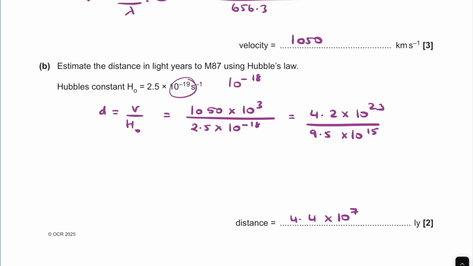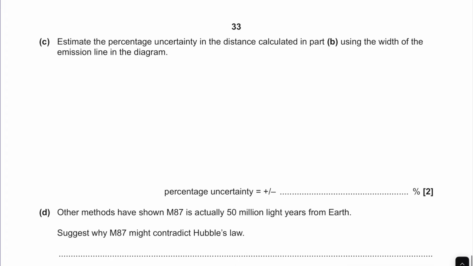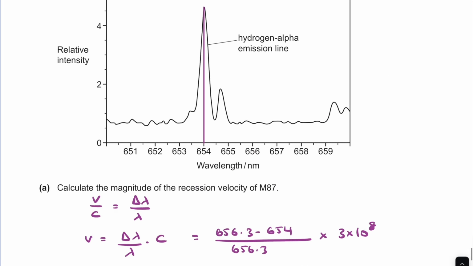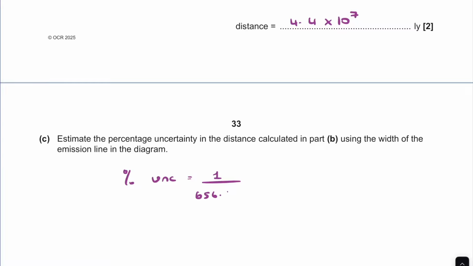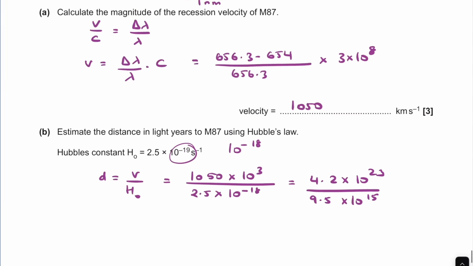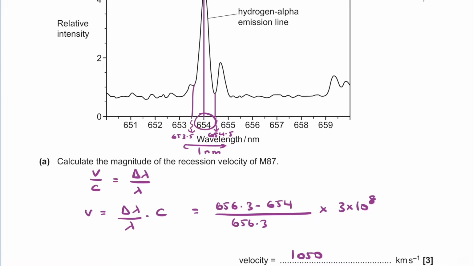Okay, let's move on to our next question. We have to estimate the percentage uncertainty in the distance using the width of the emission line in the diagram. Let's look at the width. This value is 654.5, and this happens to be 653.5. So the width is therefore 1 nanometer. Okay, and so the percentage uncertainty is 1 over 656.3 minus the actual wavelength, the peak, which is 654.